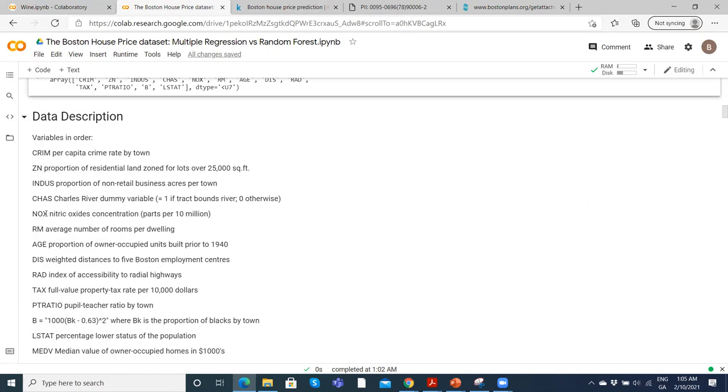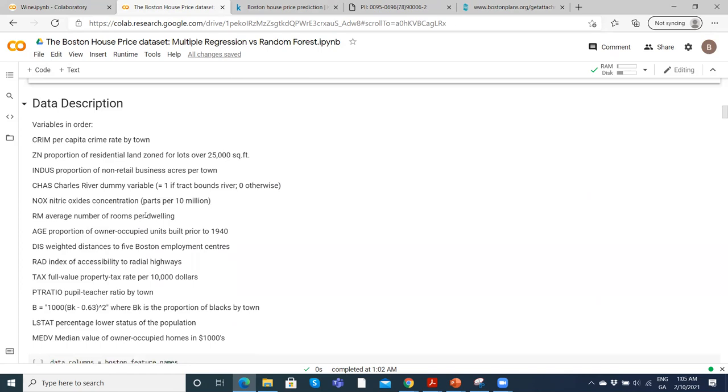The original paper looked closely at these nitric oxides, and the higher the air pollution, one would imagine house prices would suffer as a consequence. We would also expect that as the average number of rooms in a dwelling increased, the properties became more valuable. The age, the proportion of owner-occupied units built prior to 1940. So if you have a newer build and better insulated, more modern housing might sometimes be worth more, all else being equal. The distance to employment centers, access to highways.